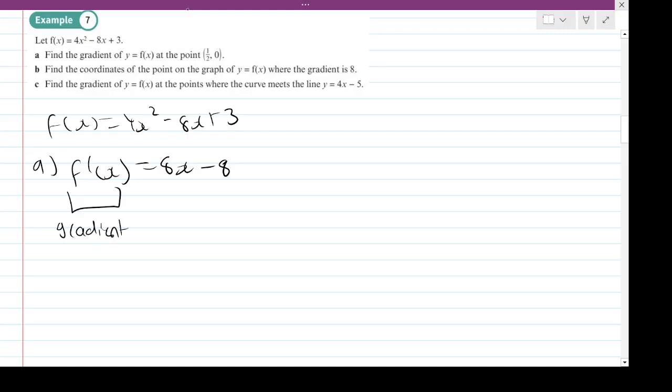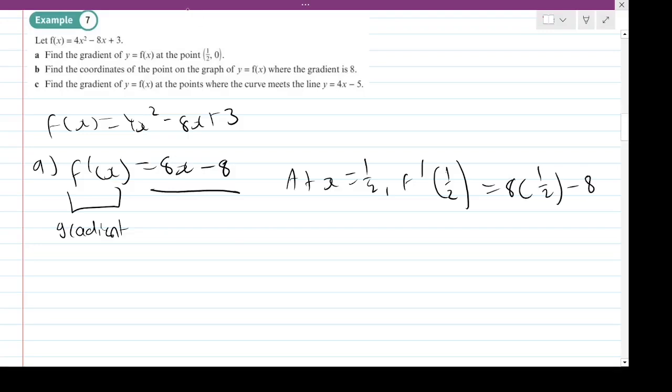It particularly wants the gradient at the point half, 0. Well, actually, we need to substitute x is a half. So at x is a half, instead of f dash of x, we're going to plug in x as a half. Then if we plug in a half for x into my gradient here, that's going to be 8 lots of a half minus 8. Then that will get me minus 4. And so therefore that tells me when x is a half, when we're at this point on the curve, the gradient is minus 4.